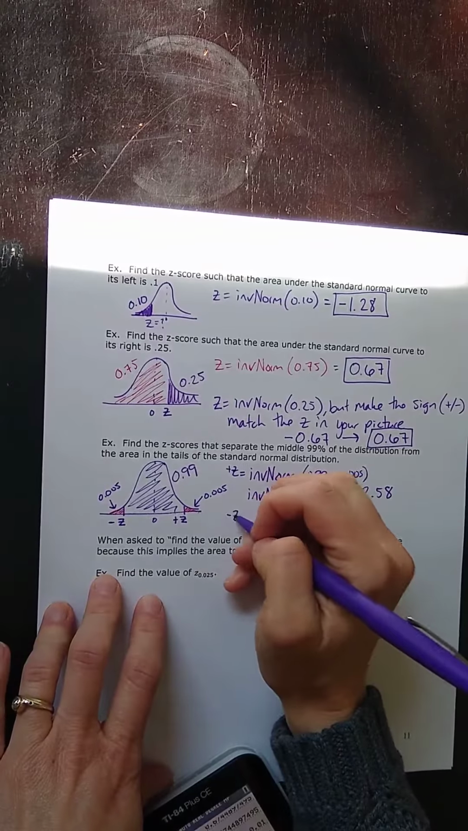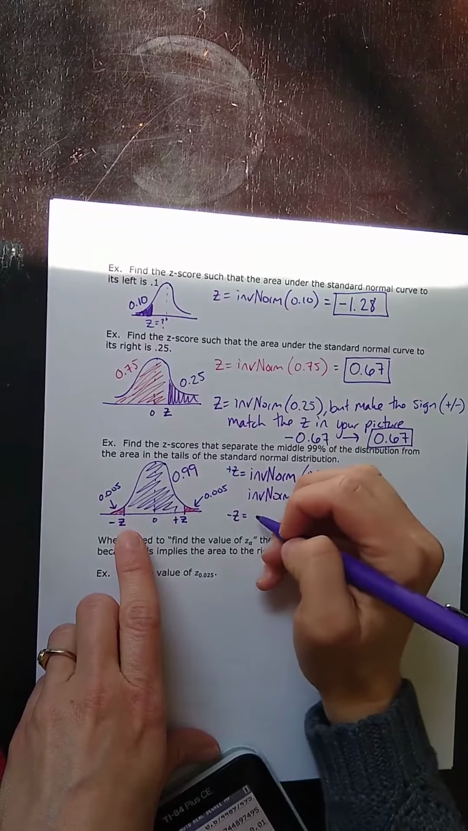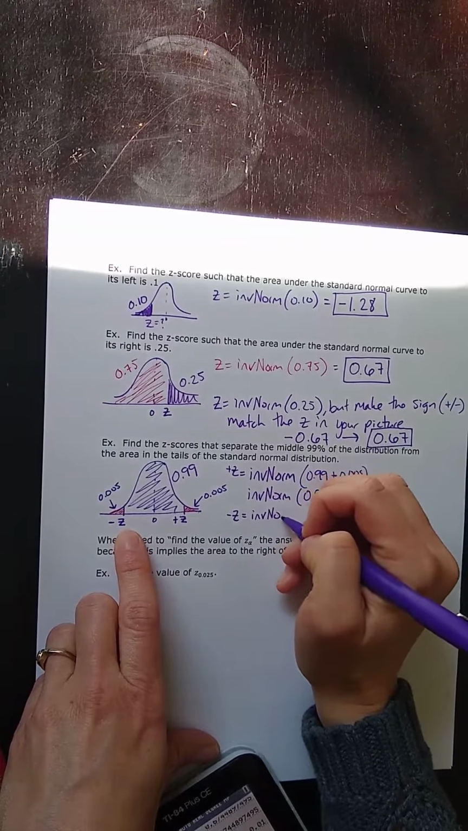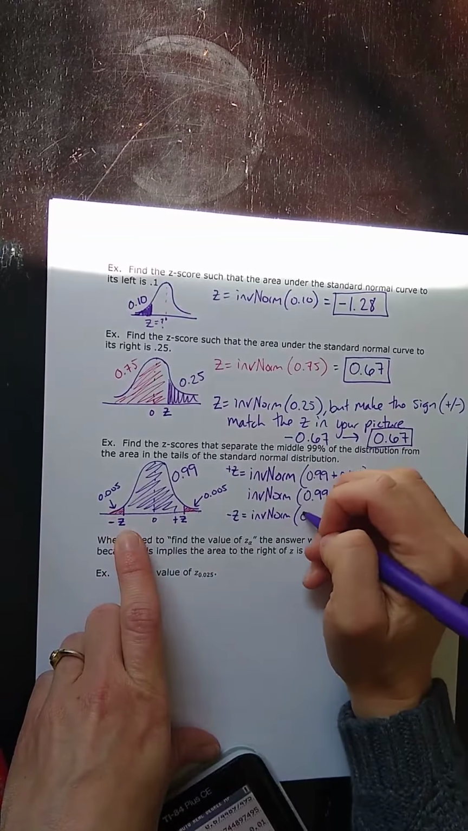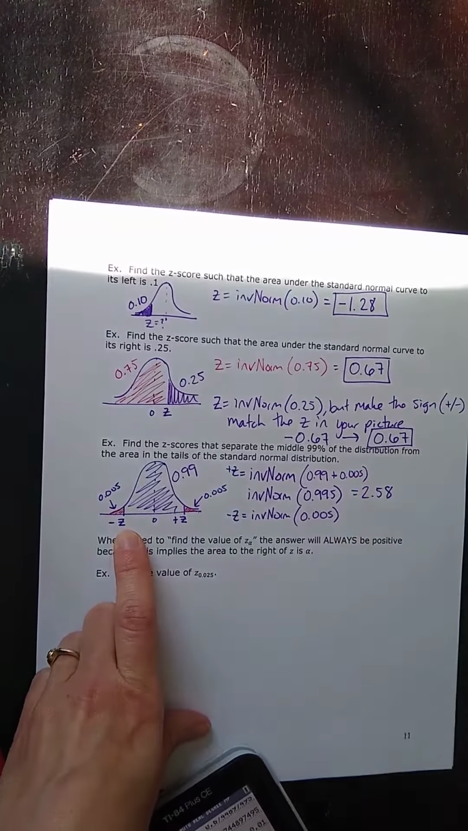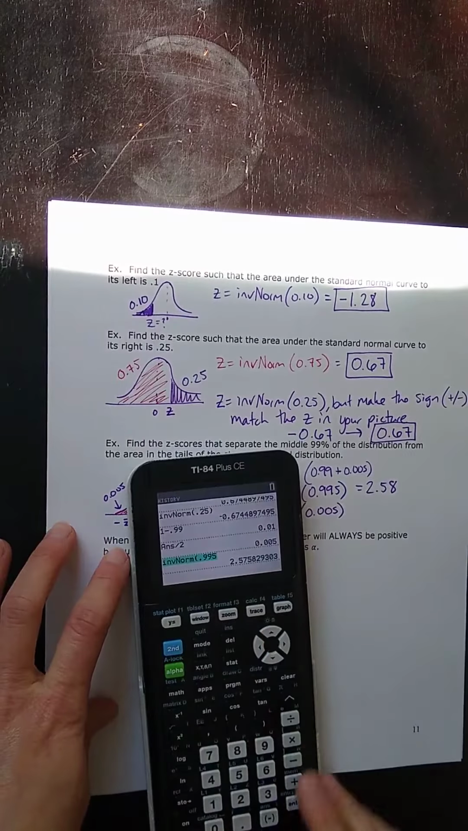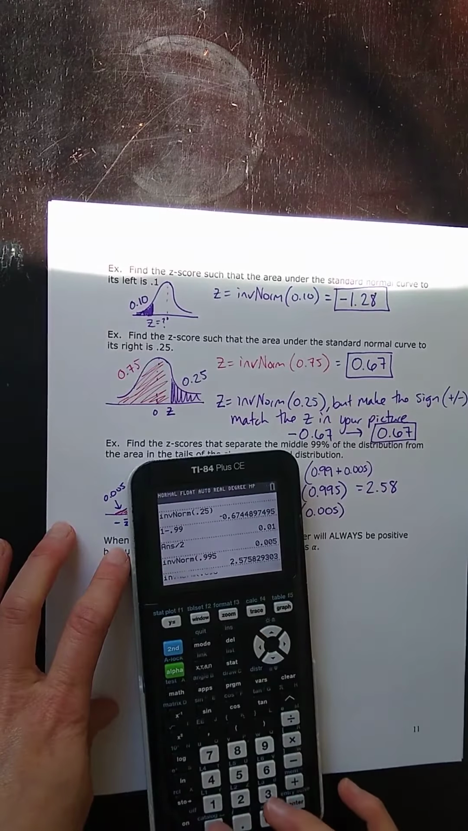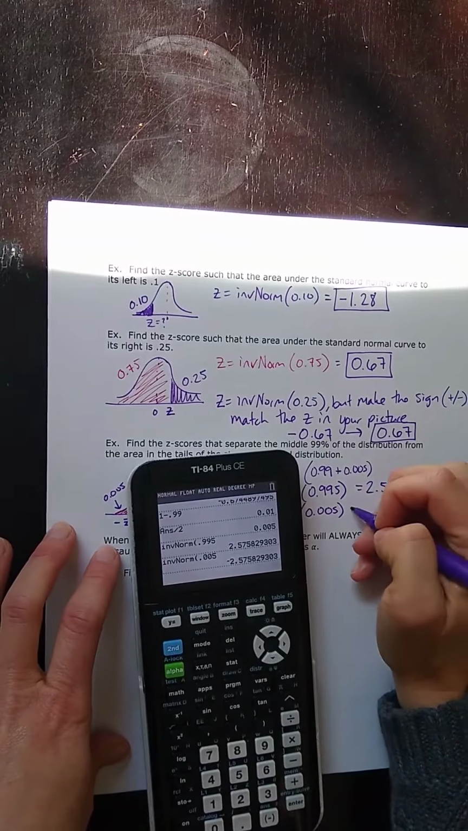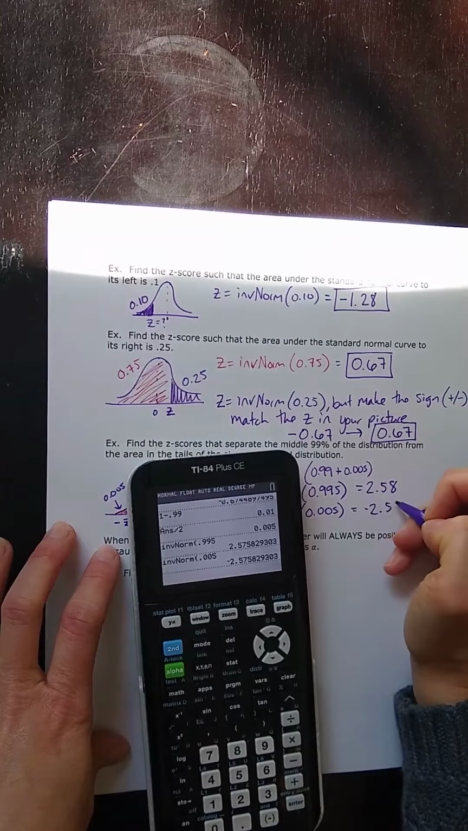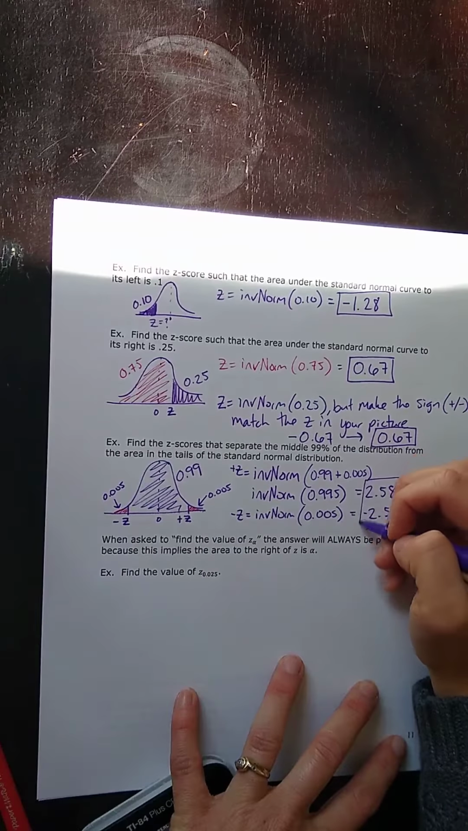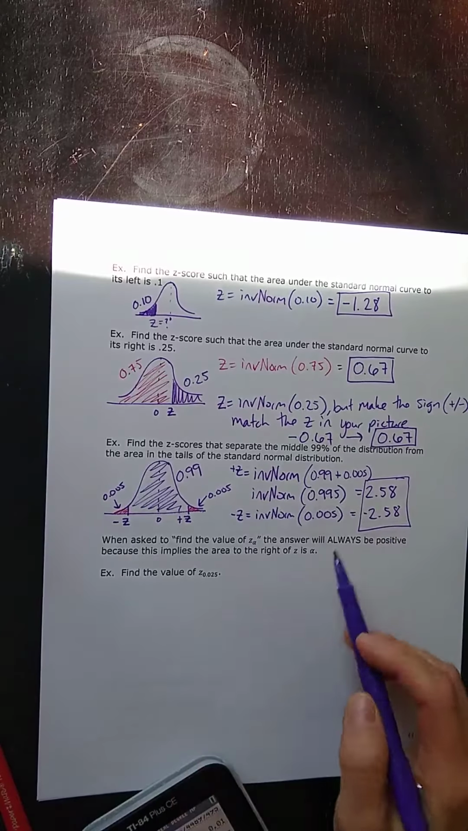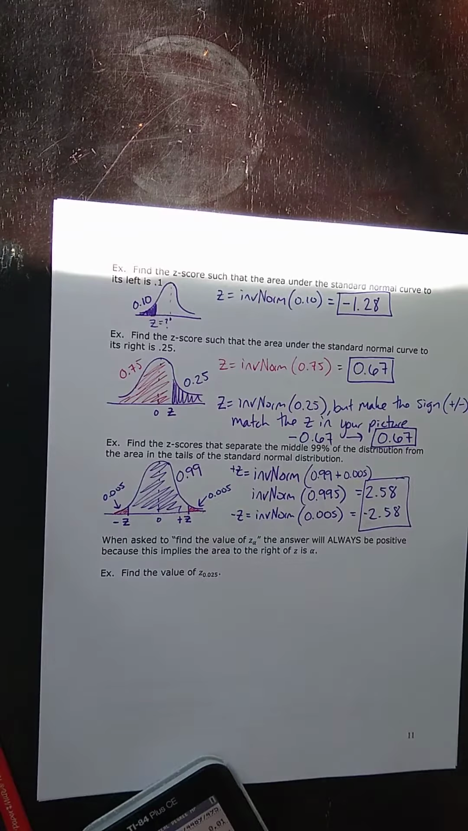Now the negative z would have been a lot easier to start with, right? Because how much area is to the left of this negative z right here? Just the little red tail, just the 0.005. So if you'd done that one first, you'd have had a little easier work. That one gives you negative 2.58. So those are our two z's. You can find either one first, and then just know that the other one is going to be the opposite.